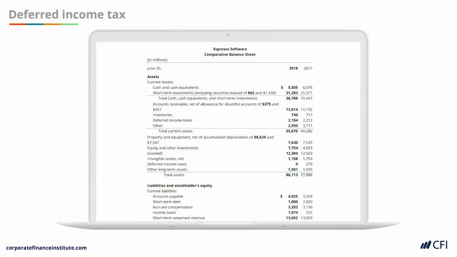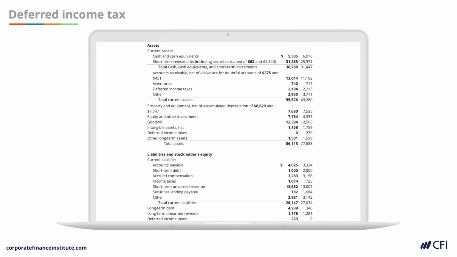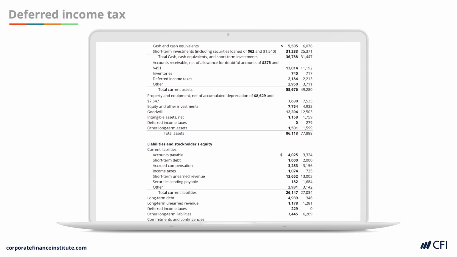If there is less tax payable in the future, it's an asset. If there will be more tax payable in the future, it's a liability. Accounting rules don't allow the two amounts to be netted against each other. Therefore, if a company has timing differences going both ways, then both an asset and a liability will be recorded, much like we see for Espresso Software.